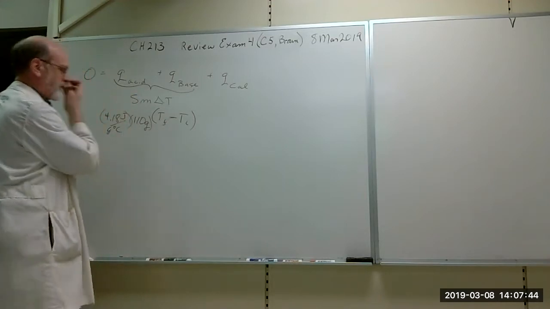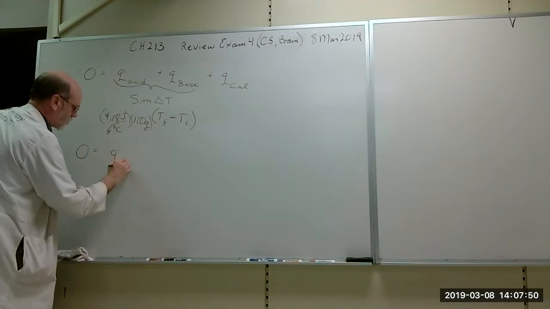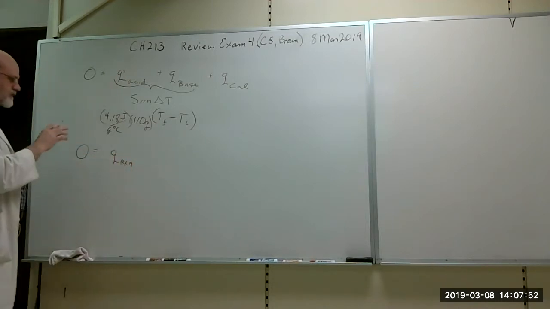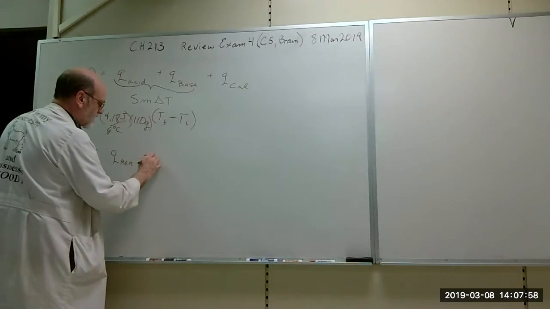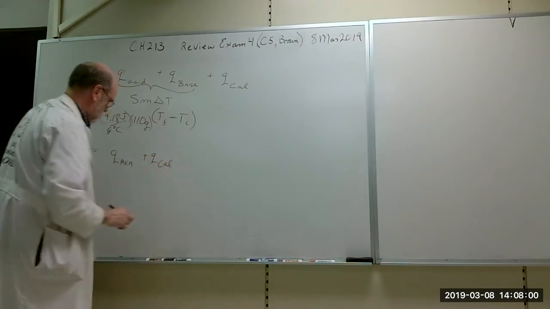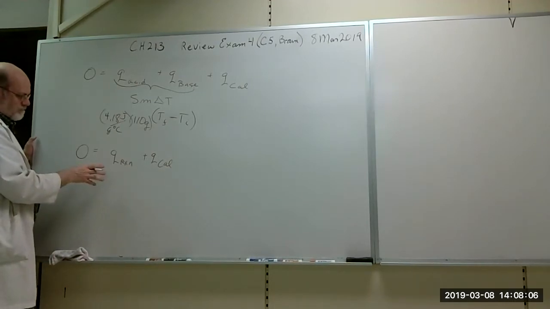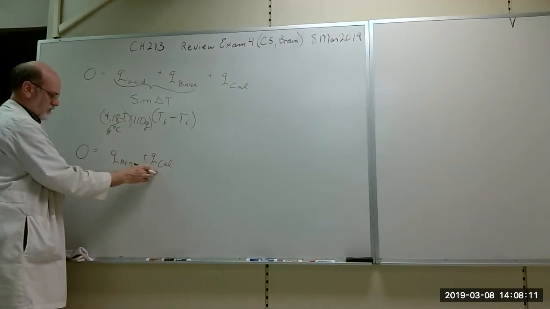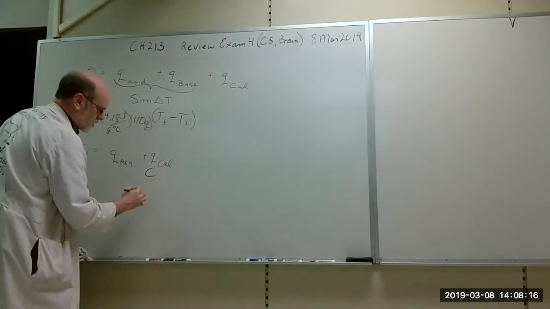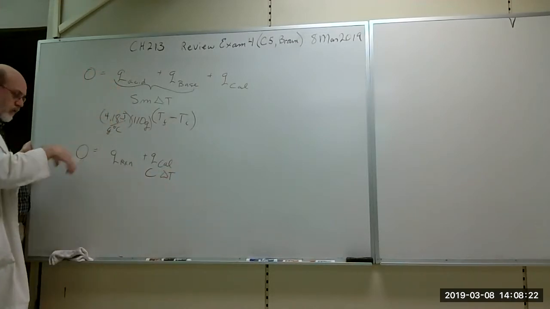Okay, I skipped a step. This is fairly standard stuff. The heat of the reaction plus the heat of the calorimeter. Okay, so we know what this is, because it's going to be our constant times the change in temperature. And we measure the temperature before and after.